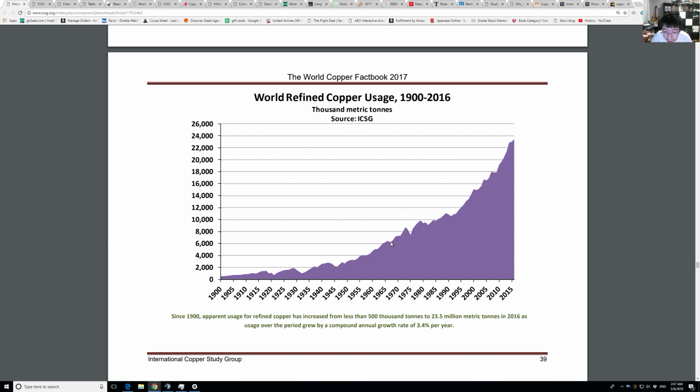Going back, I forgot what happened here. War uses a lot of copper. 1930 depression, a reduction in copper usage. End of First World War, you can see the war, and then there's a bump here. End of First World War, this is basically when Germany went downhill, I think.